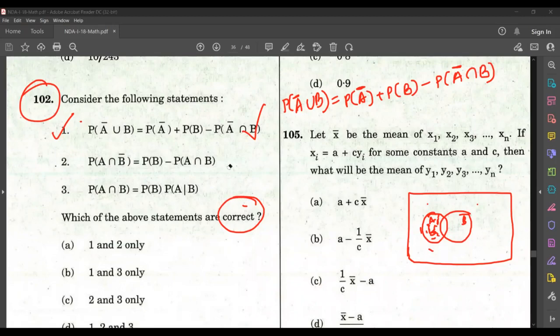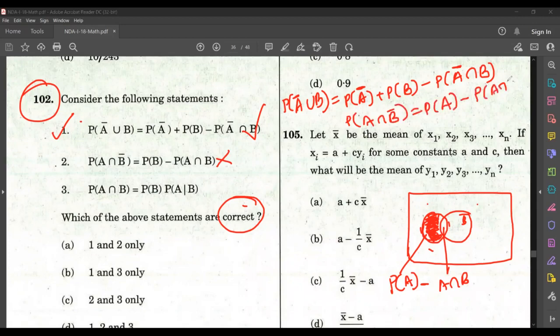No, that is P of A minus P of A intersection B, isn't it? This portion is P of A minus A intersection B. This is A intersection B. So this portion is P of A minus P of A intersection B. So this is wrong. It should be P of A intersection B complement is P of A minus P of A intersection B. So this statement is wrong.